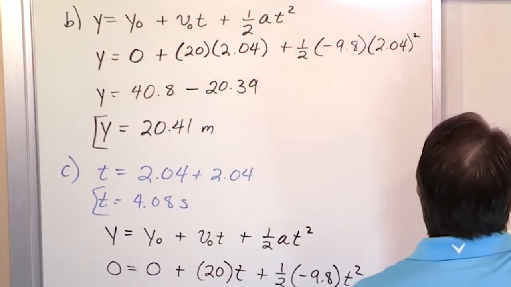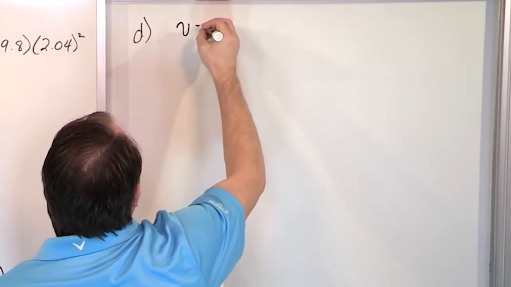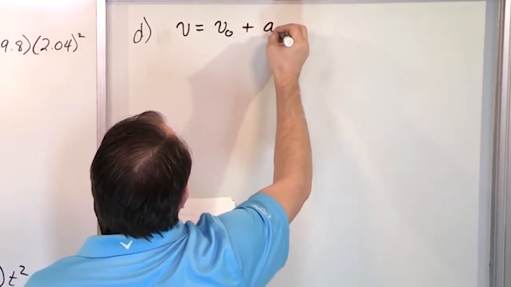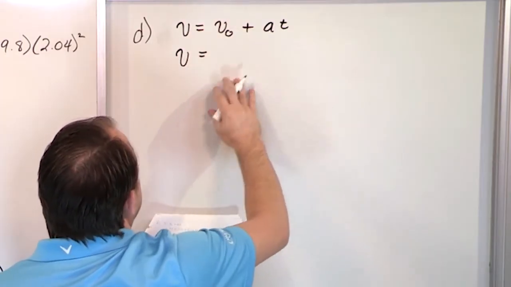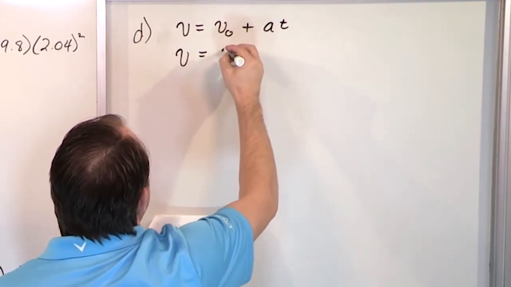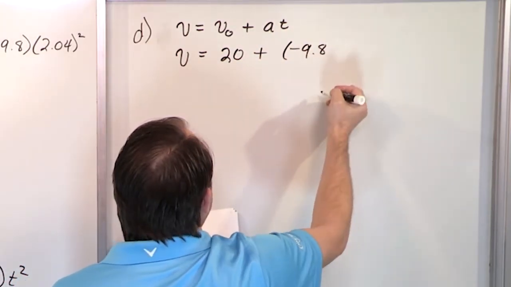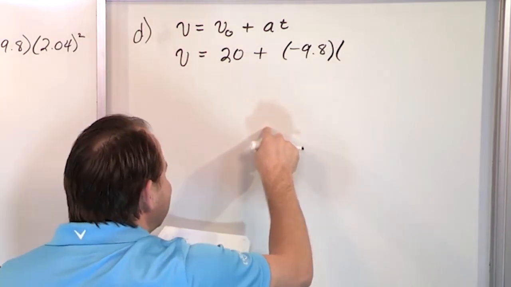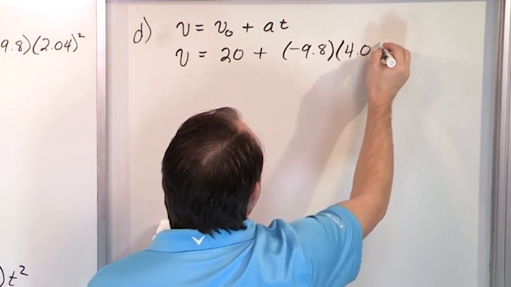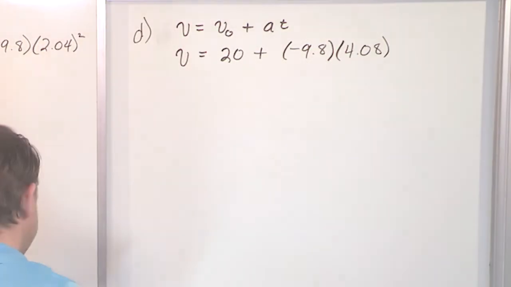So to figure this out, for part D, what we have is our trusty velocity equation. V is equal to the initial velocity plus acceleration times the time. We want to find out the velocity at a certain time in the future. The initial velocity we know is 20, that's pointed straight up. The acceleration is negative 9.8, which is going down. And the time for that to happen, after it goes up to the top and back down to the starting point, is 4.08 seconds. So we're basically figuring out what is the velocity 4.08 seconds into the future.